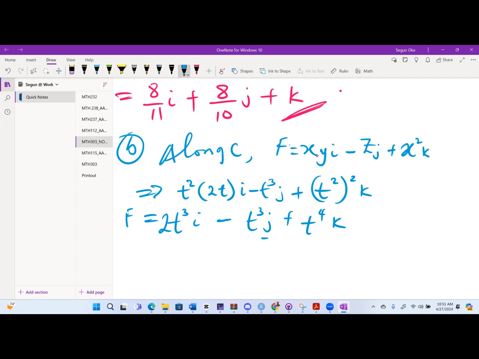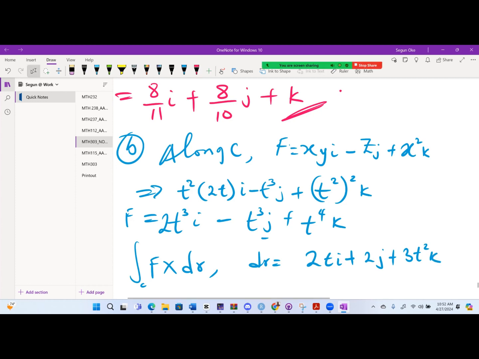Then, remember the question says integral of C closure by F cross dr. Remember our dr is the same thing as 2t i plus 2j, then plus 3t squared k. That is our dr. So what do I need to do?